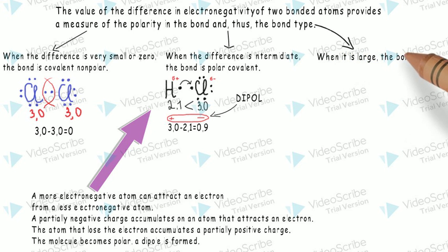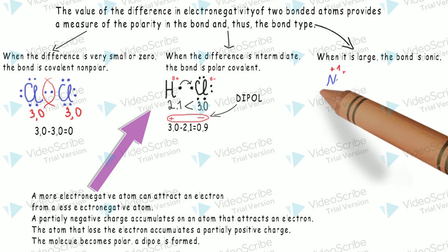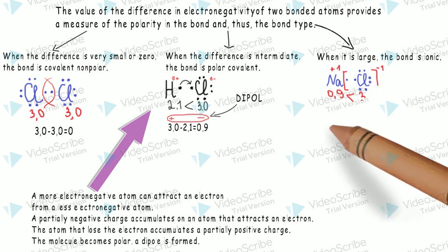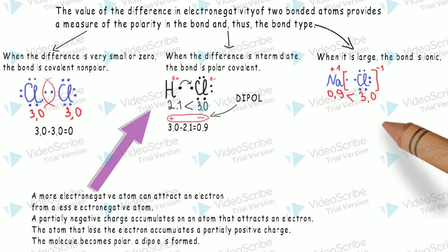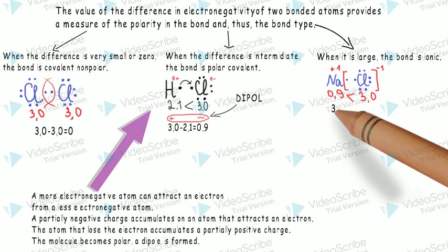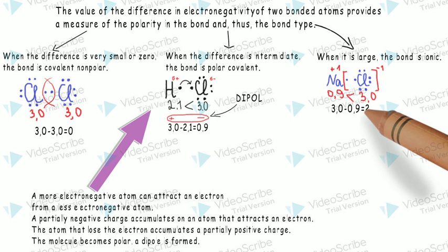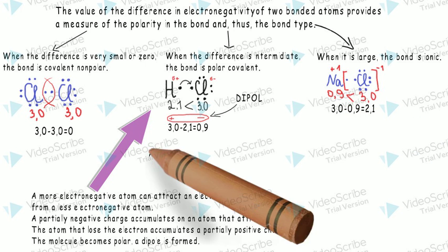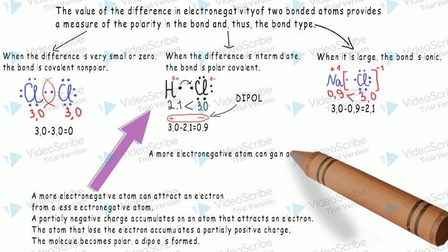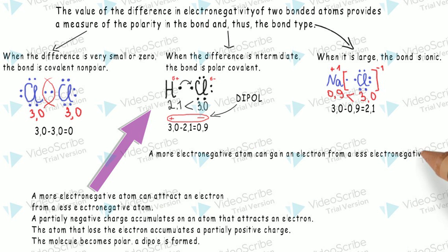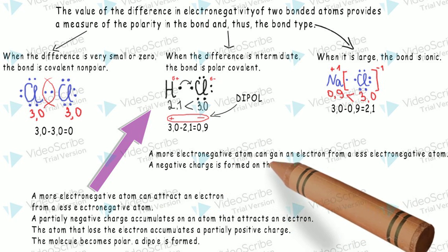When the difference in electronegativity is large, the bond is ionic. For example, the difference in electronegativity between a sodium atom and a chlorine atom is 2.1. A more electronegative atom can gain an electron from a less electronegative atom.